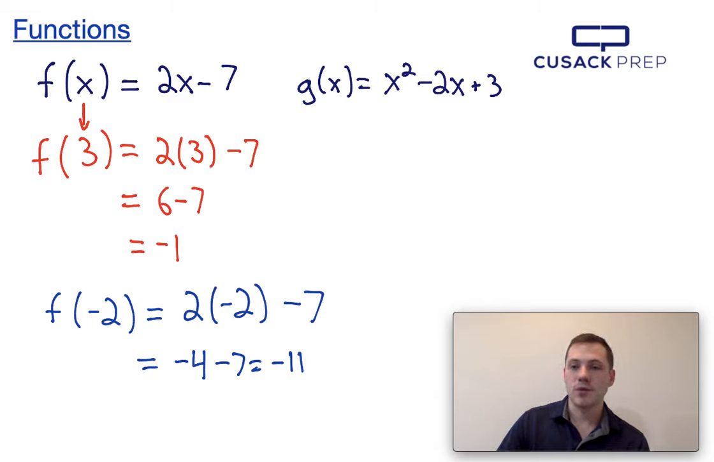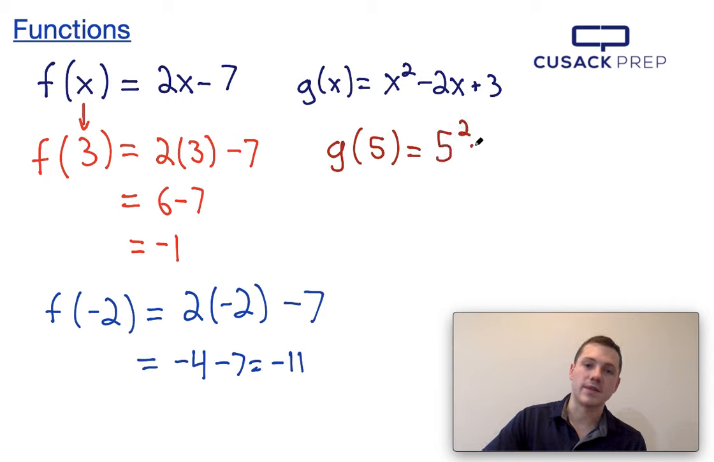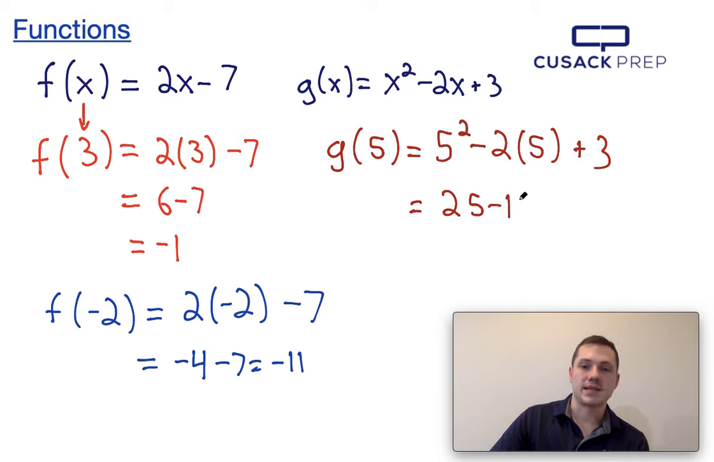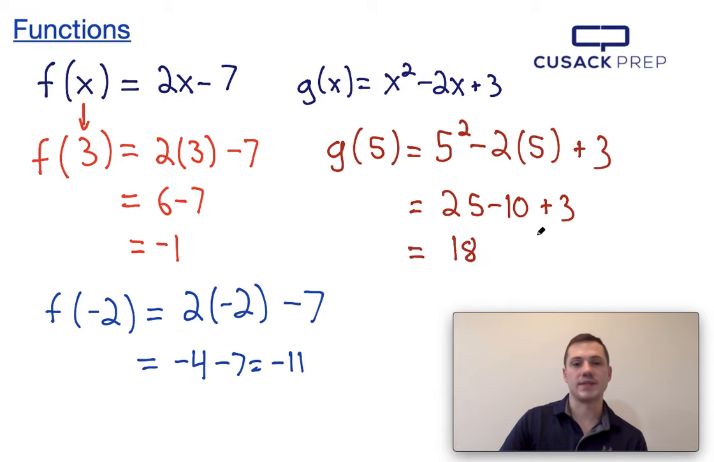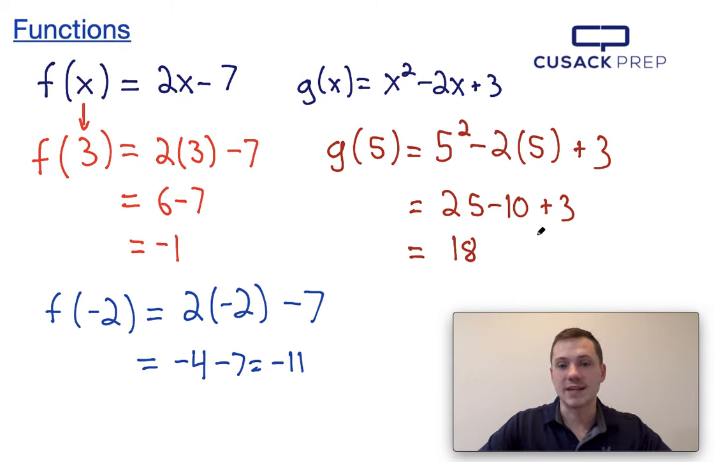Finally, we'll just do one more with the g function. So let's say I wanted you to tell me what g of 5 was. Again, x has been replaced by 5, so we're going to do 5 squared minus 2 times 5 plus 3. So this is going to give us 25 minus 10 plus 3. 25 minus 10 is 15, plus 3 is going to give us 18. And that's how you start some very basic functions problems.